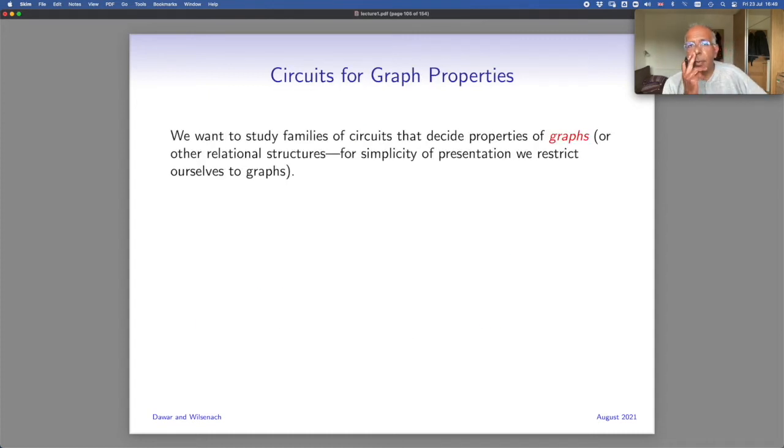Now, circuits are again a very low-level model of computation working on bit strings. We're thinking of the situation where we formulate an algorithm by a high-level specification on an abstract data structure such as a graph, and then we compile it down to a circuit. So the circuit is deciding properties of, for example, graphs, or other relational structures. Let's just think about graphs for the moment.